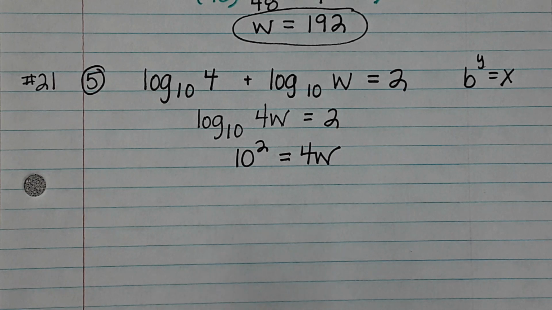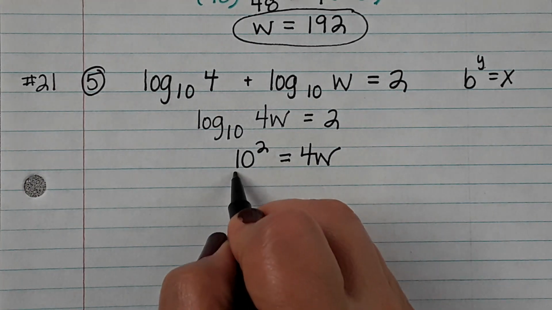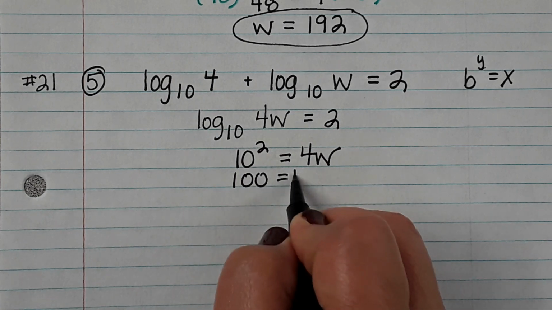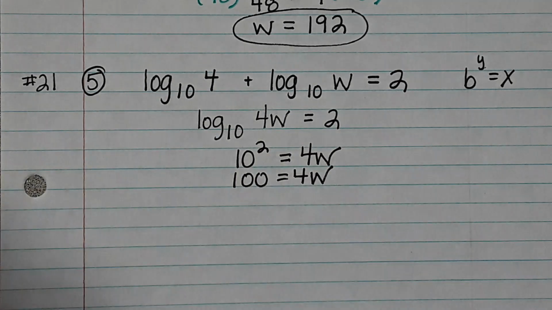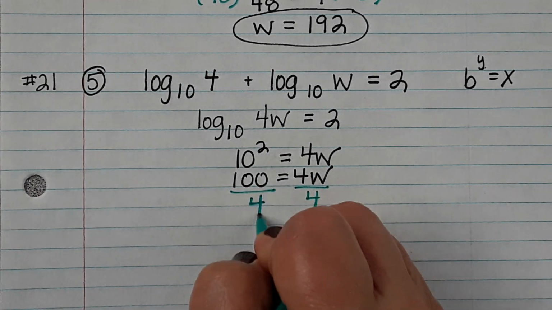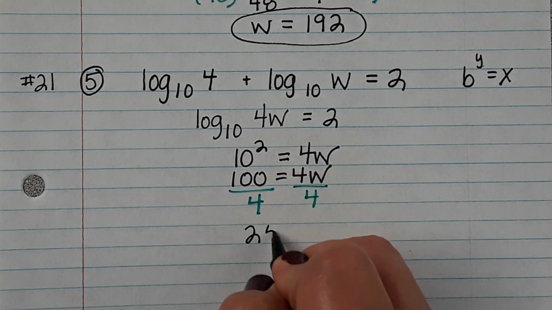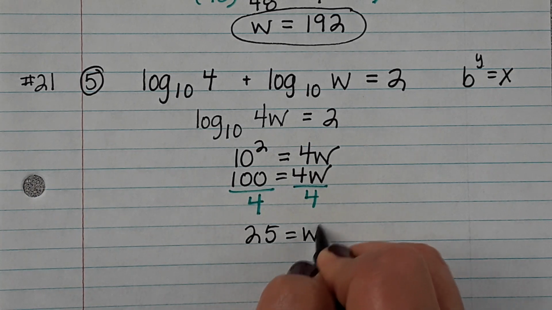Now I can solve it just like I have been. So 10 squared is 100, equals 4W. And then we're going to divide by 4, and we get 25 equals W.